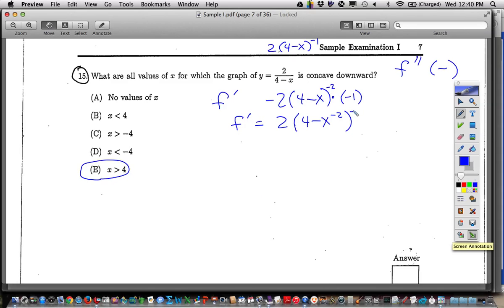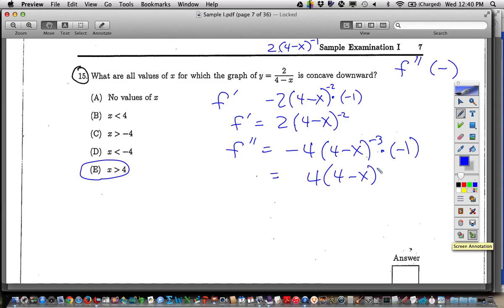Right? I have a tough time with that for some reason. Okay? So it's 4 minus x to the -2. So then f double prime, we would bring that down again and get -4, 4 minus x to the -3, and then we'd kick out our -1 again, the derivative of the inside. So we'd end up with +4, 4 minus x to the -3.